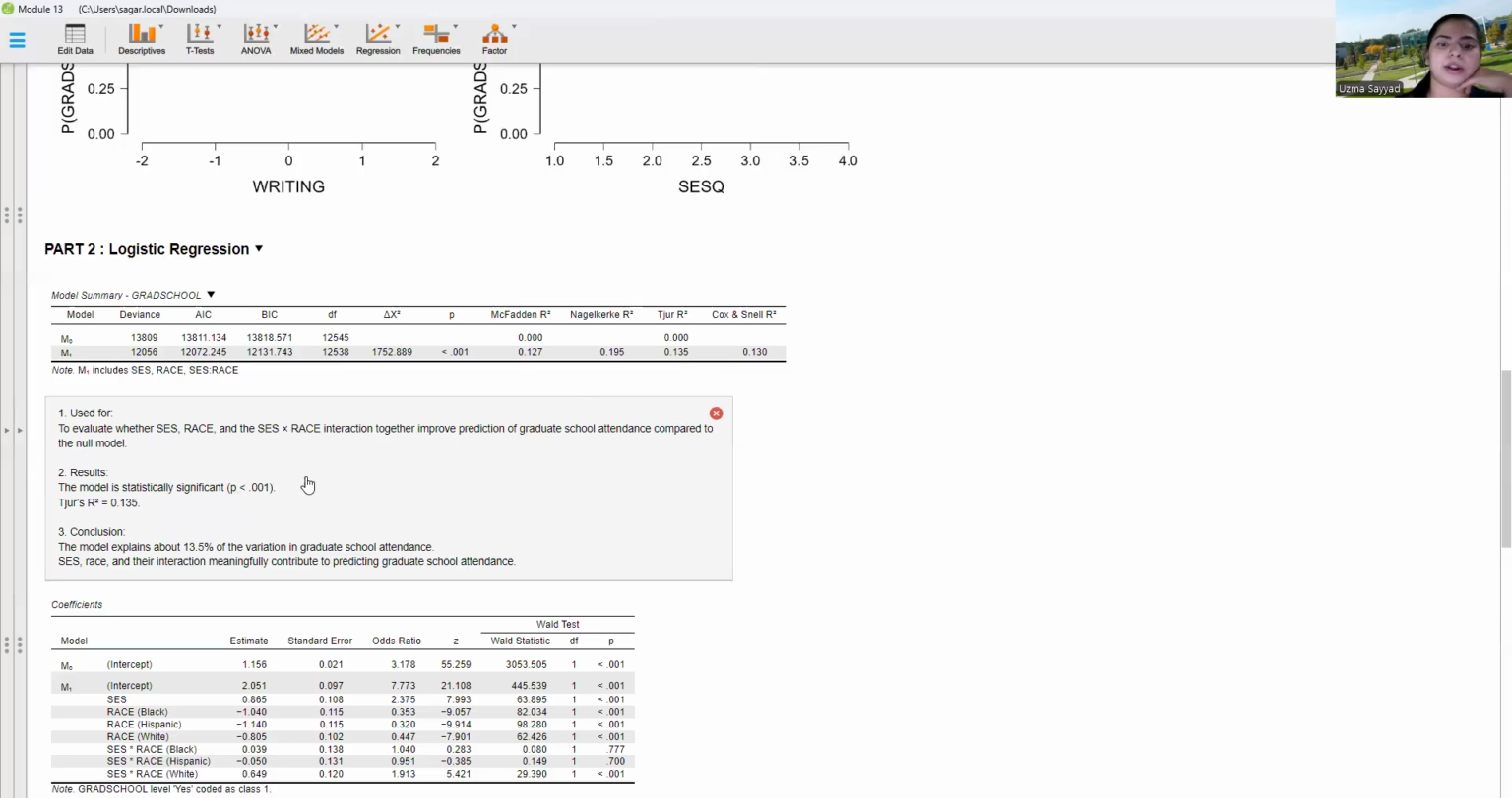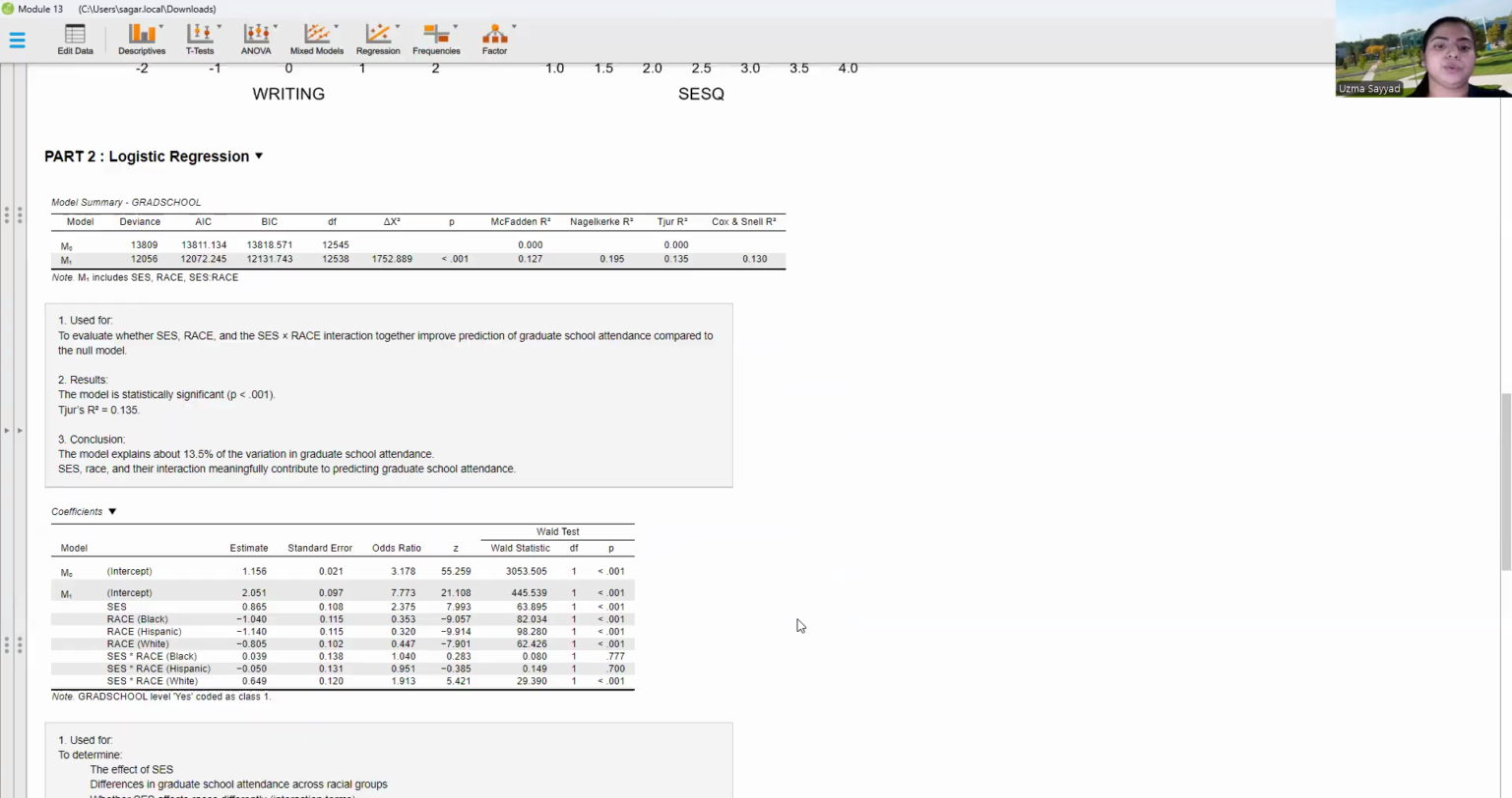SESC has an odds ratio of 2.375 with a p-value less than 0.001. This means that for the reference group, Asian, each 1 unit increase in SESC increases the odds of attending graduate school by approximately 138%. SESC is therefore a strong predictor of graduate school attendance.